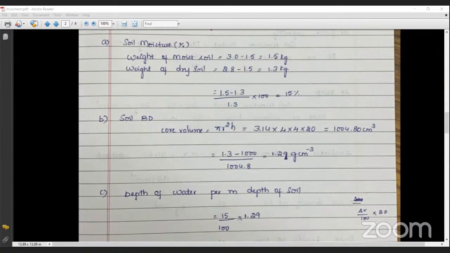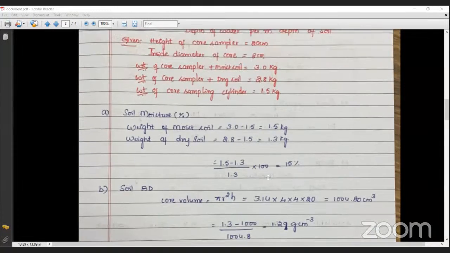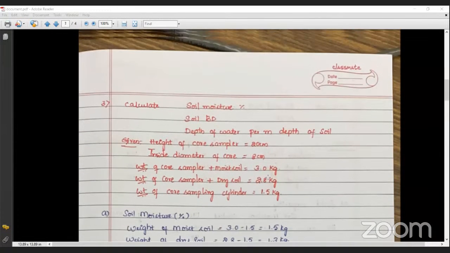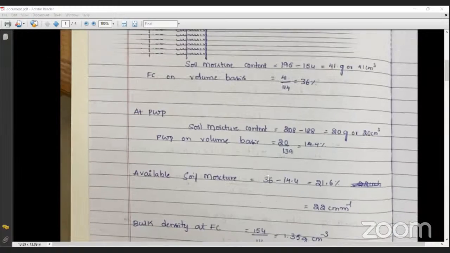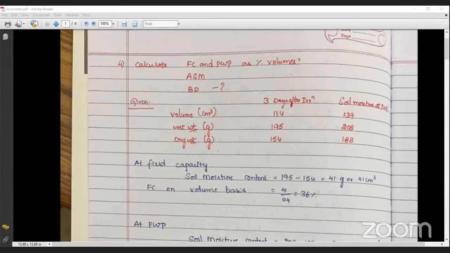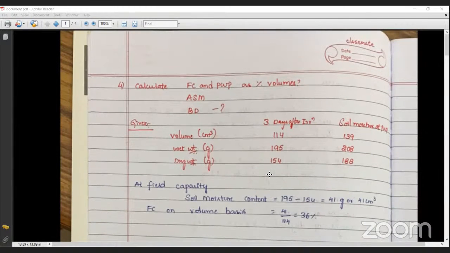Okay. Then let us move to the last problem of today's session. This is a very important problem. Here you have to see how to calculate field capacity and permanent wilting point on a percent volume basis, how to calculate available soil moisture, and how to calculate bulk density, right? Okay.